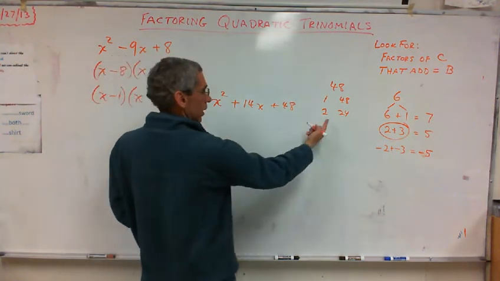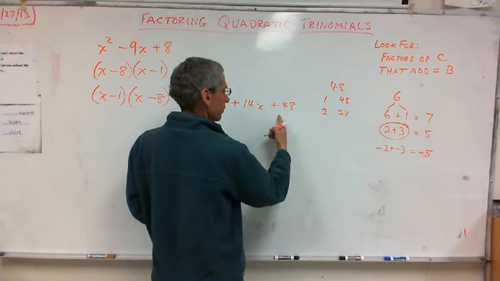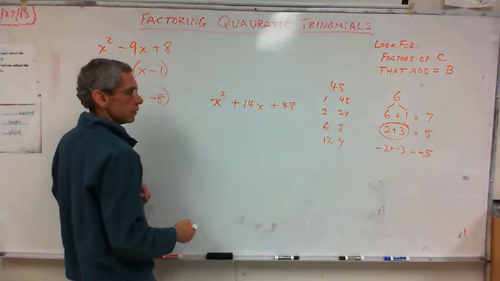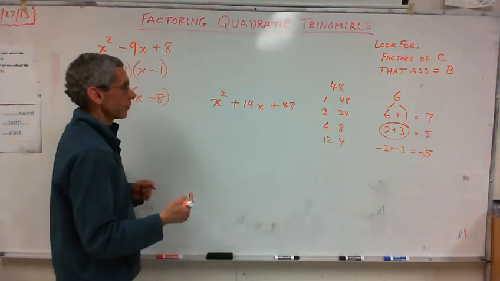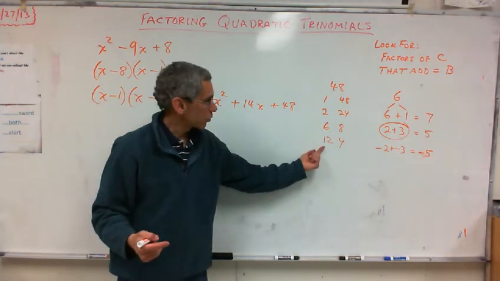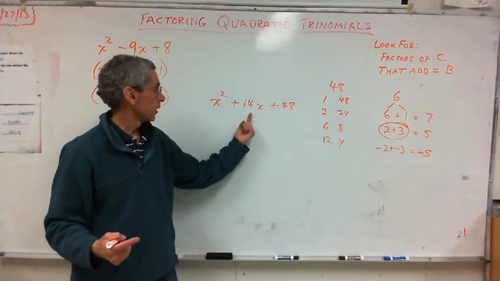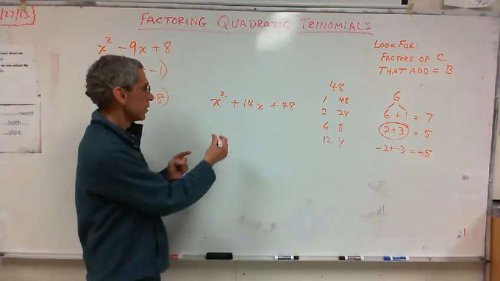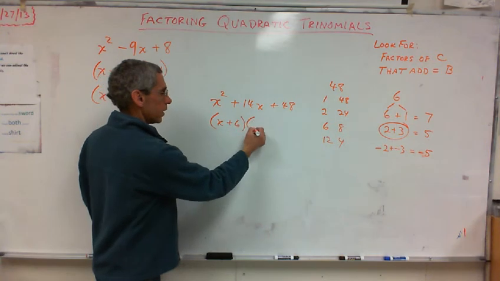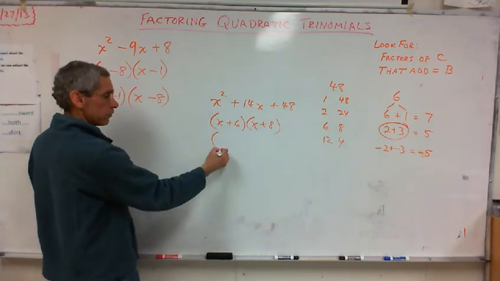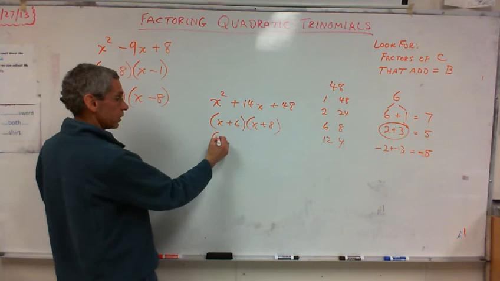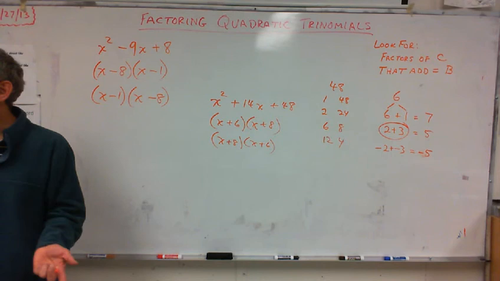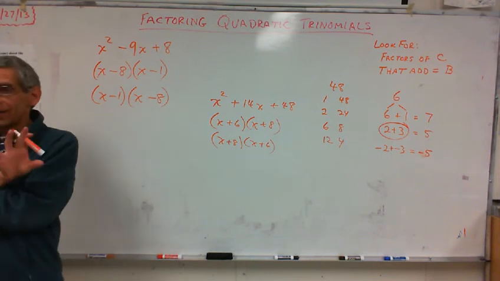So, 2 times 24, or 6 times 8, or 12 times 4. But what's 12 plus 4? 16. It doesn't equal 14. So it has to be 6 times 8, because 6 times 8 is 48 and 6 plus 8 is 14. So immediately we know it's x plus 6 times x plus 8. Or if you like 8 better, you can do x plus 8 times x plus 6. Either way is fine.